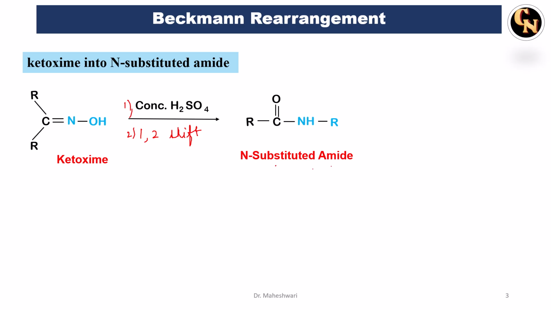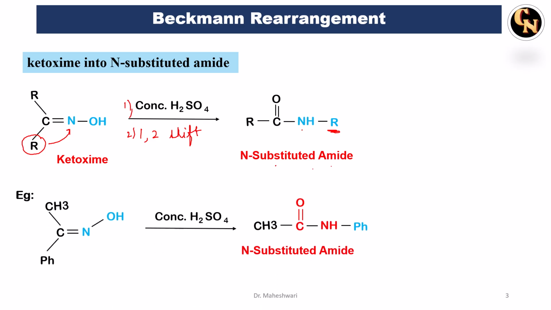Why is it called N substituted? Because on nitrogen there is an R group. So one of the R groups gets migrated here like this. So you can get an N substituted amide. This group, C double bond O NH, is called an amide. So let us see the example.